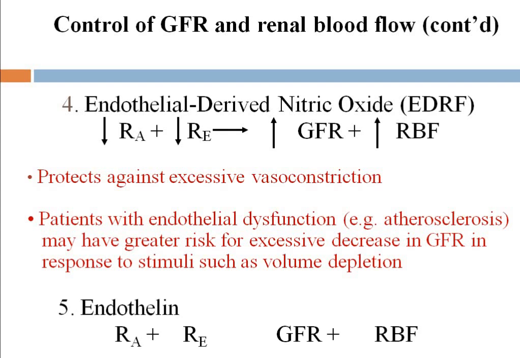Another very important factor is endothelin. Endothelin is a powerful vasoconstrictor. It is very powerful. It is constricting the afferent arteriole to a great extent and also the efferent arteriole. So it is constricting both the arterioles, and obviously the renal blood flow will be very much decreased and GFR is also decreased. Okay, so all these factors are affecting GFR and renal blood flow.